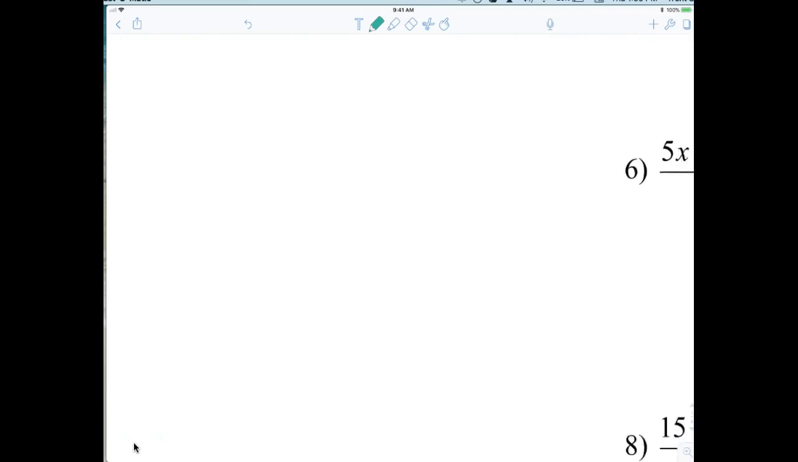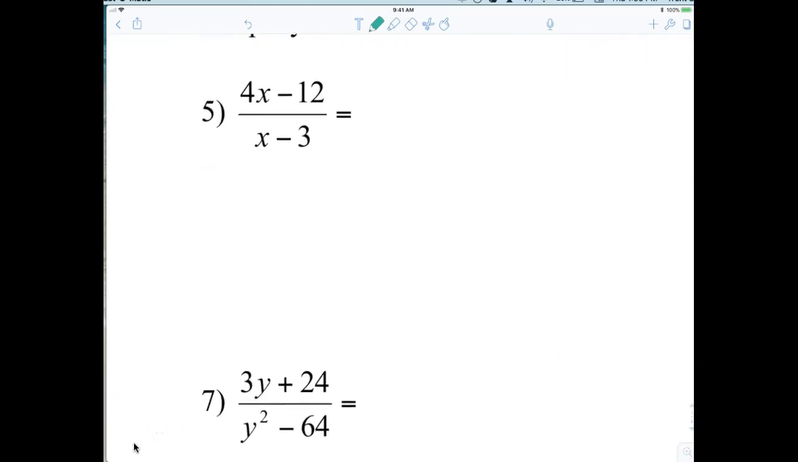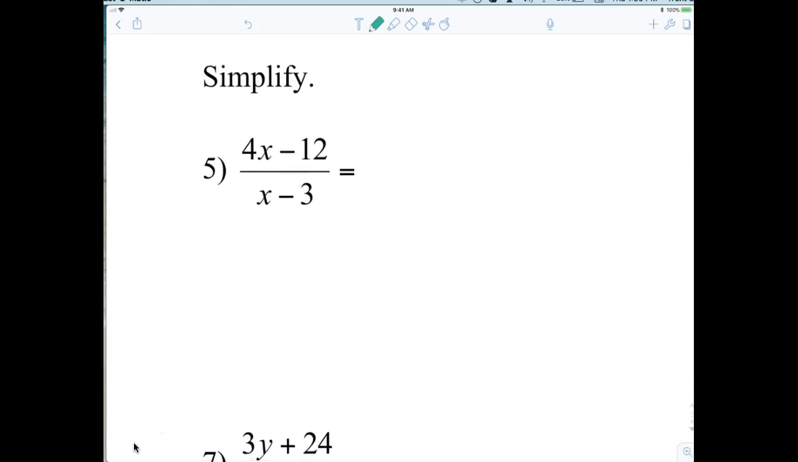All right, now we're on question number 5. Here we go. I need to factor out a what? 4. A 4. So everybody should have 4 parentheses x minus 3. So now what happens to the x minus 3s? They cancel out. So just 4.